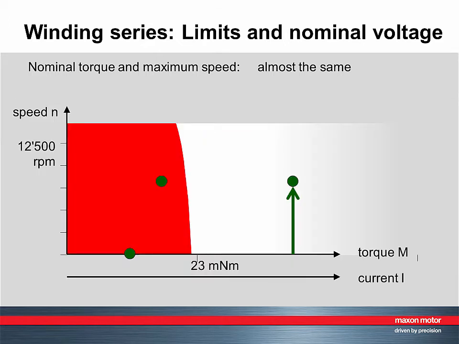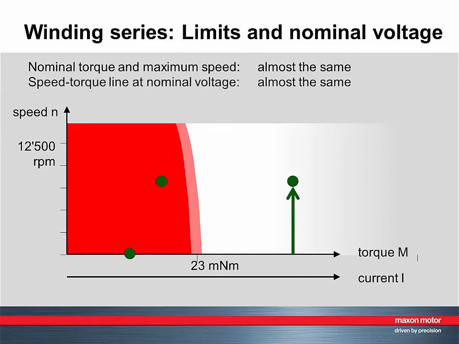Here's a graphical representation of the findings of the previous slide. The nominal torque has slight changes in the border of the continuous operating range. The speed-torque lines lie in a very narrow band. Essentially, this is how the nominal voltages are assigned to the different windings.